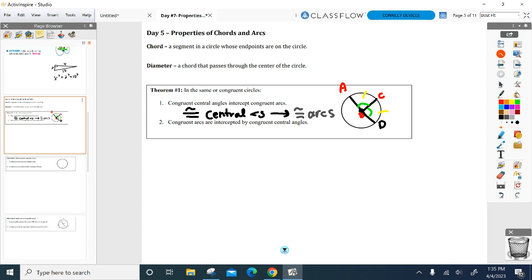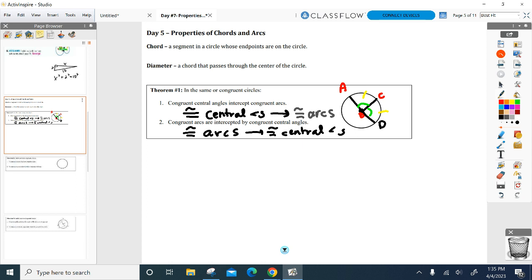And number two is just the reverse. If I give you the arcs are congruent, so if I started off by saying the arcs were congruent, that means the central angles are congruent. All right. And we're still not done with this one. Sorry. Any questions with what that means? If the central angles are equal, the arcs across are equal. If the arcs are equal, so are the central angles.